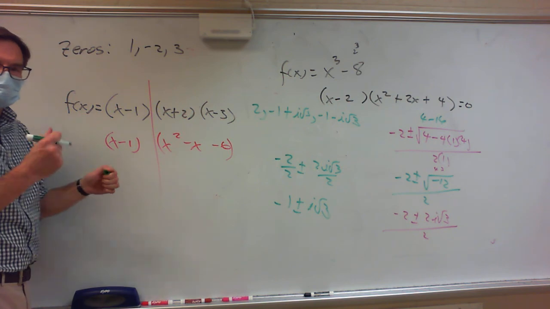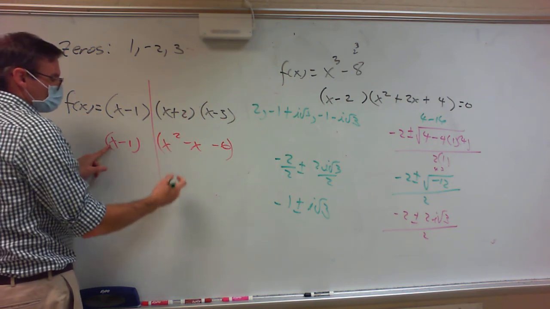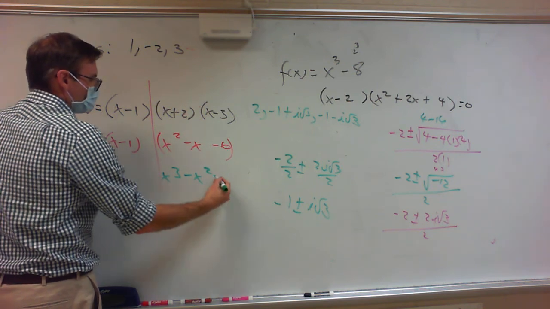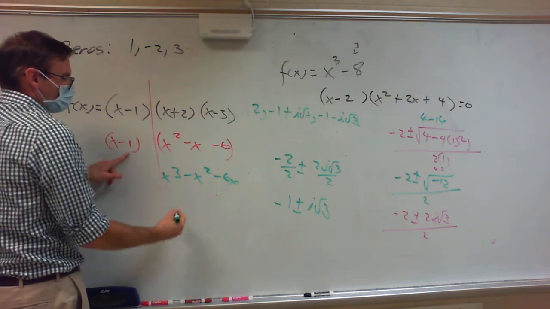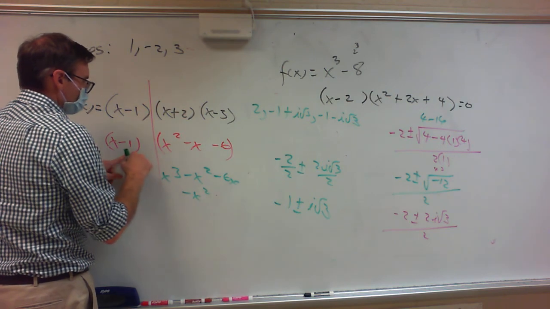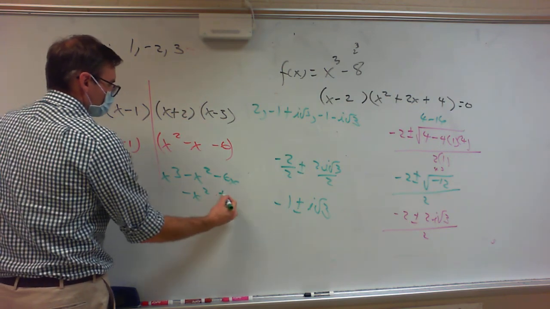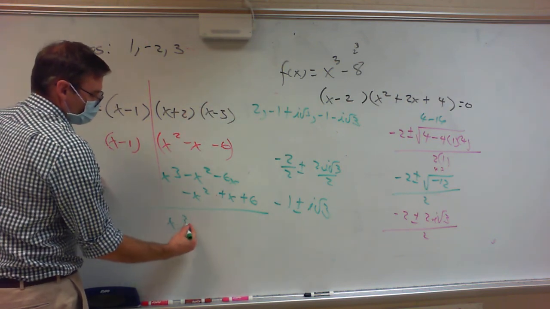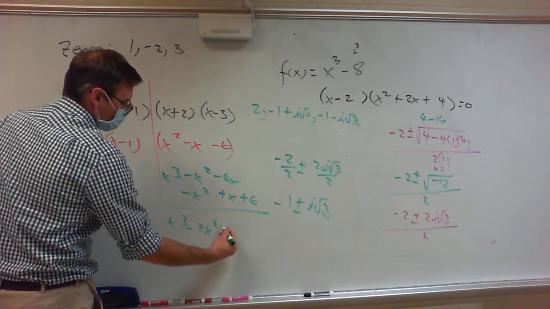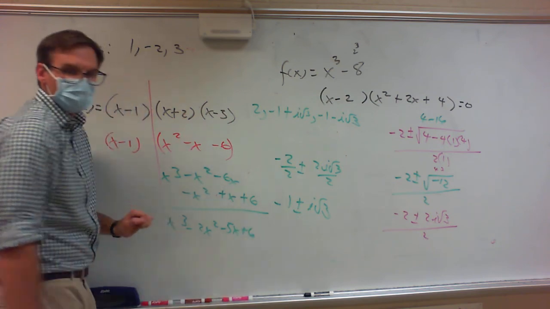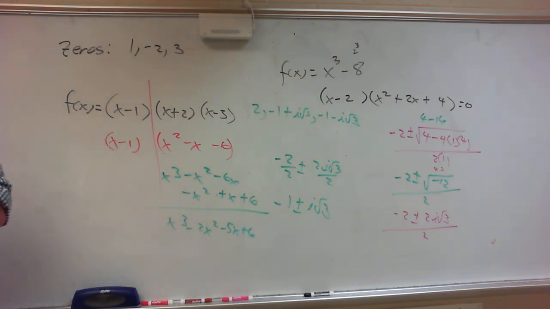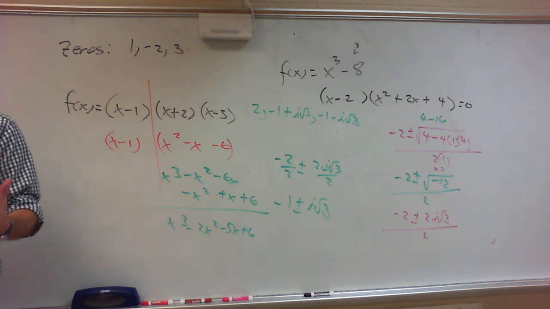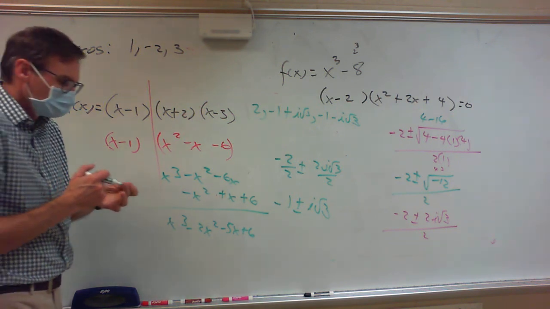And now we multiply this out. This times this is x cubed minus x squared minus 6x minus x squared plus x plus 6. And so I end up with x cubed minus 2x squared minus 5x plus 6. Do you see how I'm trying to pull in a lot of the ideas we've used?